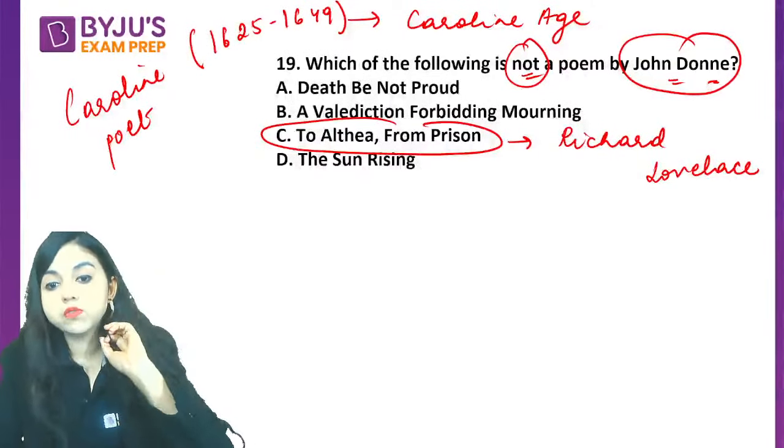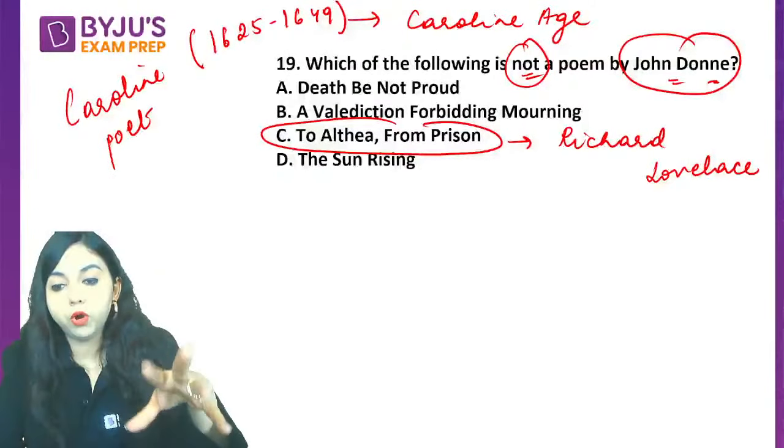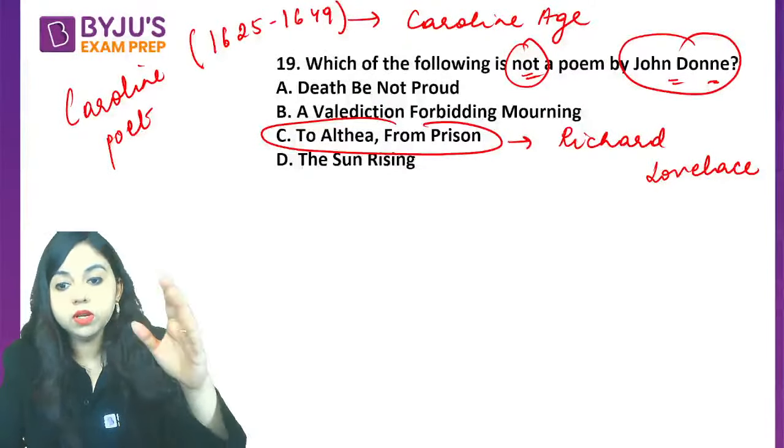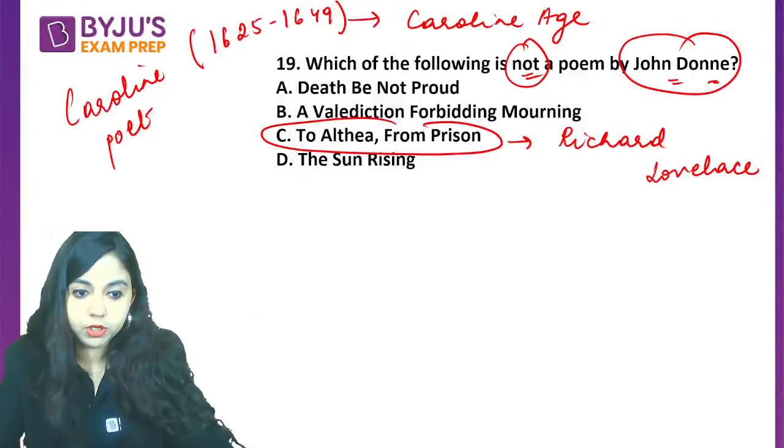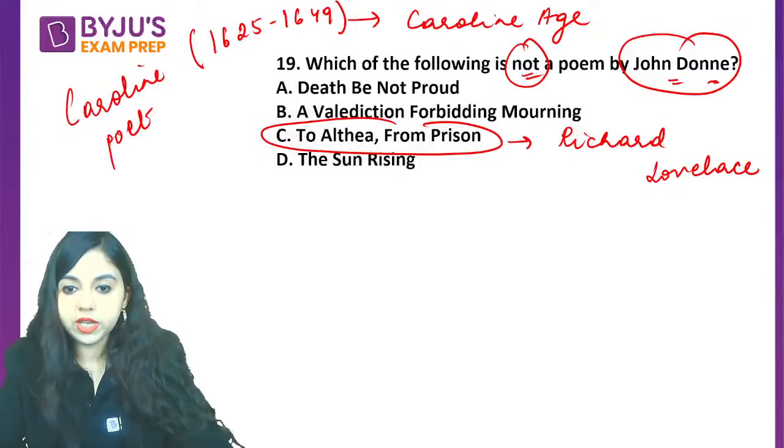All the important works of John Donne, Death Be Not Proud, Good Morrow, Canonization, Flea, they're all extremely important. And of course, they come in your exams, right? So you need to be very careful about concentrating your energies there.